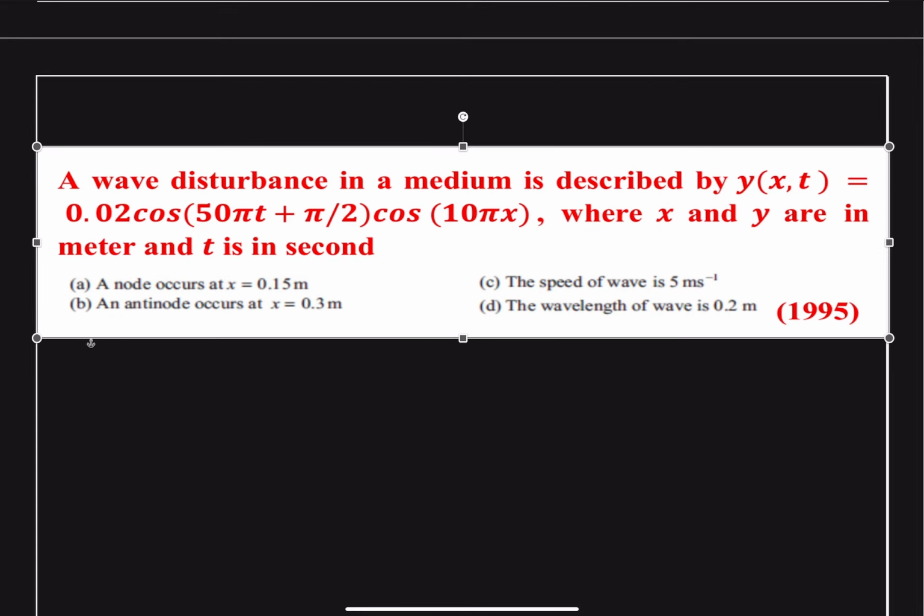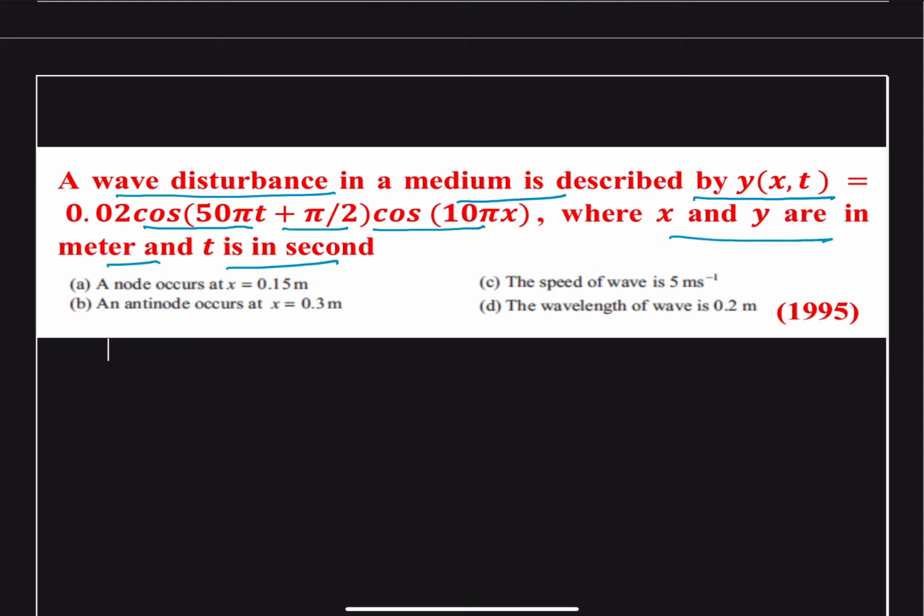Hello friends, in today's question, a wave disturbance in a medium is described by the equation y of x,t equal to 0.02 cos of (50 pi t plus pi by 2) multiplied by cos of 10 pi x, where x and y are in meters and t in seconds. It is a multi-correct question. We have to find out the places where nodes and antinodes occur, along with the speed as well as the wavelength.